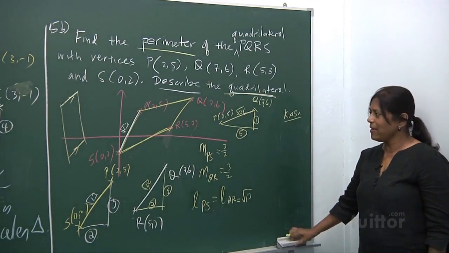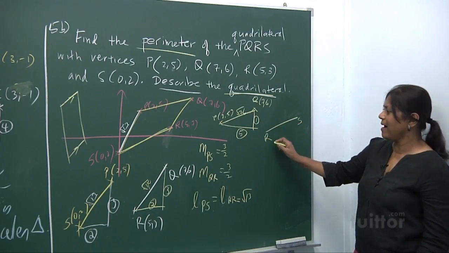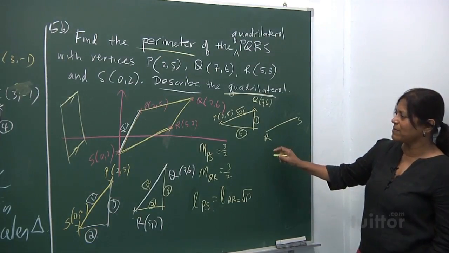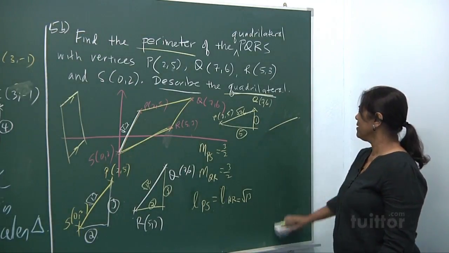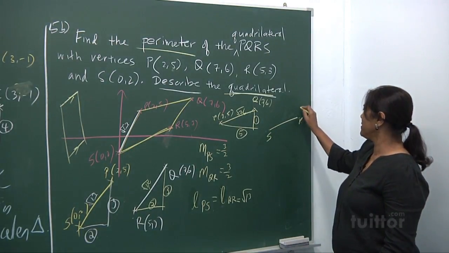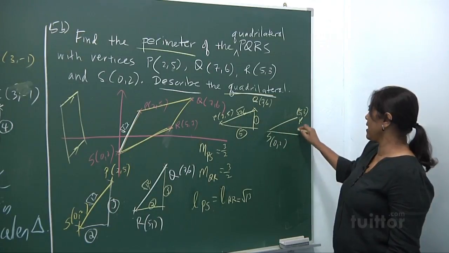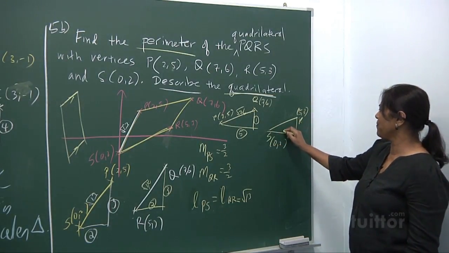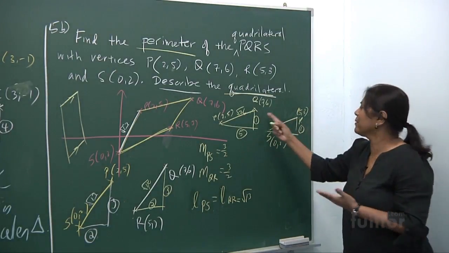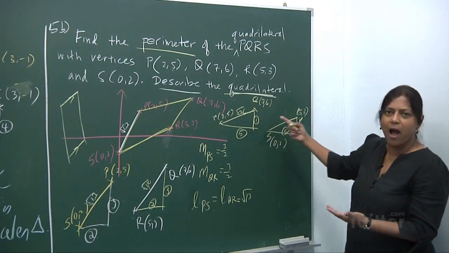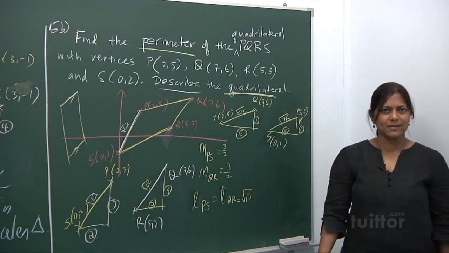So let's look at the length of RS. What is RS? Sorry, yes, RS. That's S and that's R. S, R, this is (5, 3), S is (0, 2). Look at from 0 to 5, 5 units, from 2 to 3, 1 unit. They are both the same. The gradient's the same. You can see it, 1 over 5, 1 over 5. And they both have the same length, square root 26.